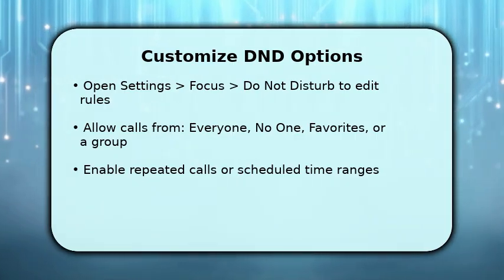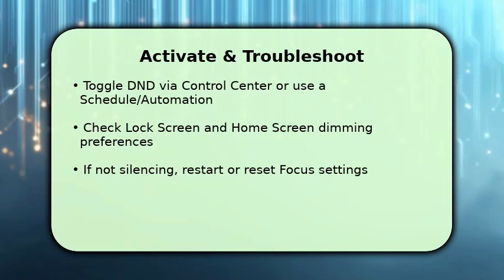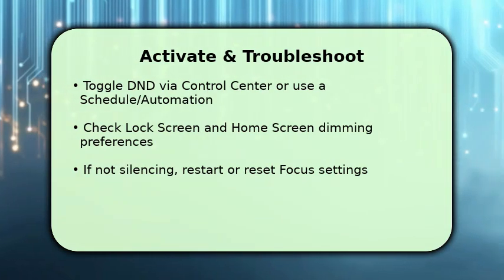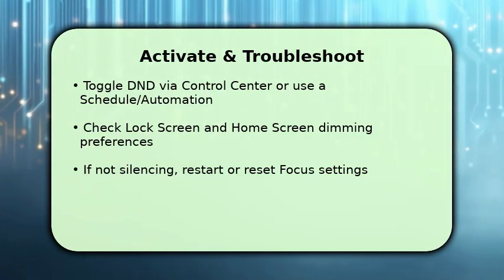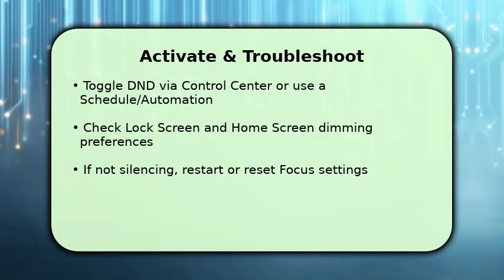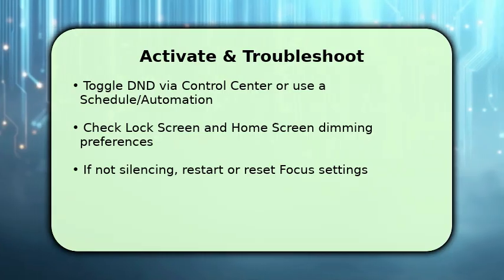You finish by activating and verifying Do Not Disturb so it reliably blocks interruptions. Use Control Center to toggle DND instantly or rely on your schedule for automatic activation. Make sure lock screen and home screen options are set to hide badges if you want full quiet.